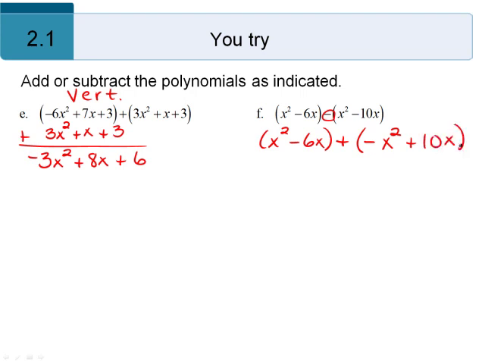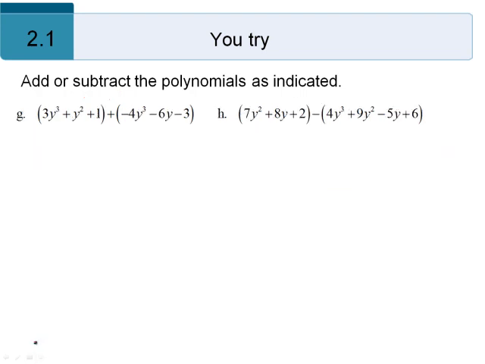All right, so this one also lines up nice for the vertical format. So let's do that one vertically. So I'm going to put negative x squared underneath x squared and plus 10x underneath the negative 6x. Now, when I add them up, x squared and negative x squared, they cancel completely. They're gone. That's 0. And then negative 6 plus 10 would just give me 4x. So your final answer is very simple, just 4x.